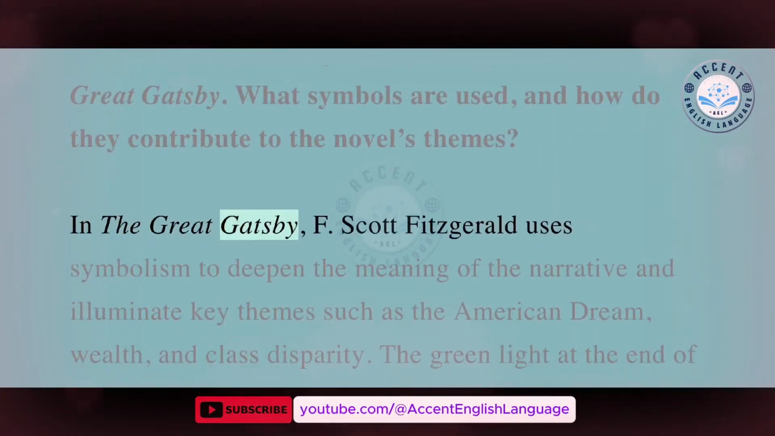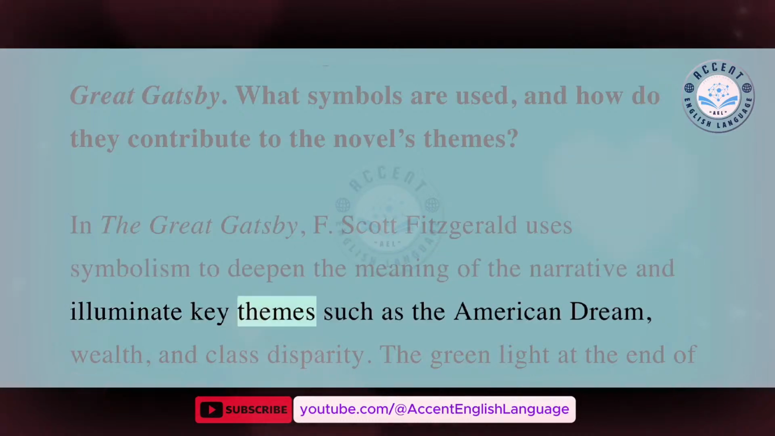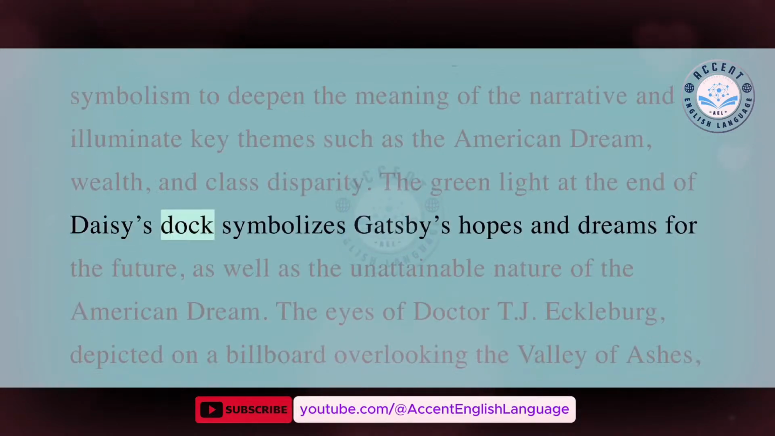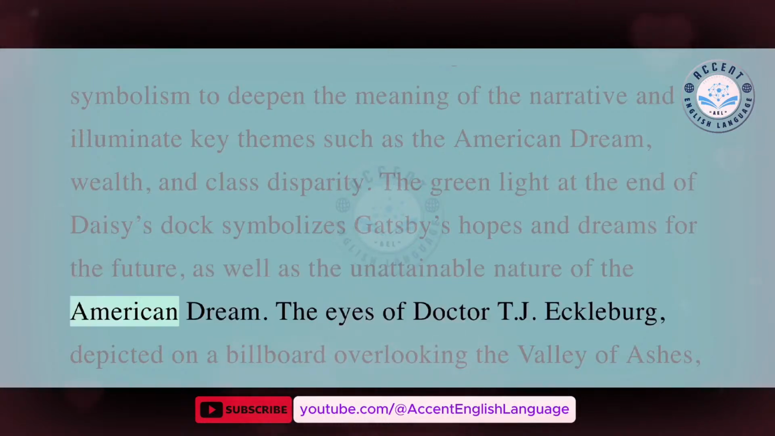In The Great Gatsby, F. Scott Fitzgerald uses symbolism to deepen the meaning of the narrative and illuminate key themes such as the American dream, wealth, and class disparity. The green light at the end of Daisy's dock symbolizes Gatsby's hopes and dreams for the future, as well as the unattainable nature of the American dream.